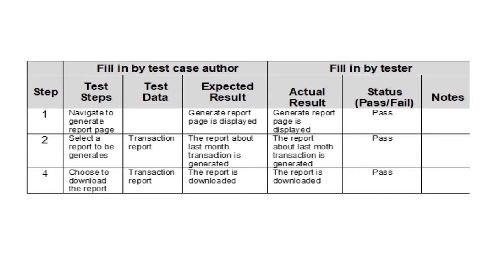Next, to select a report to be generated, I'm using the transaction report. So it also passed. The report about the last month's transaction is generated. So for the last step, I'm testing to choose to download the report. I'm also using the transaction report. So when I click on the download, the report is downloaded. So it also passed. That's all for my presentation.